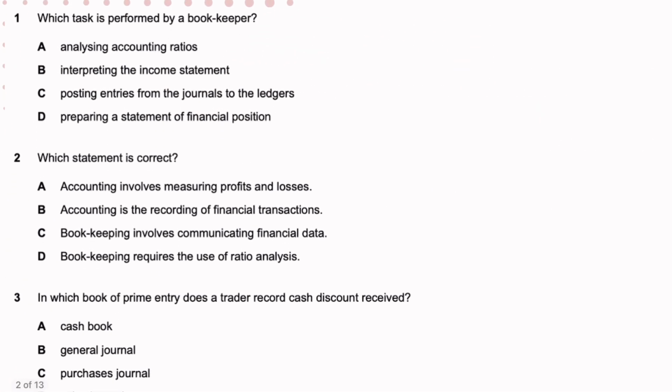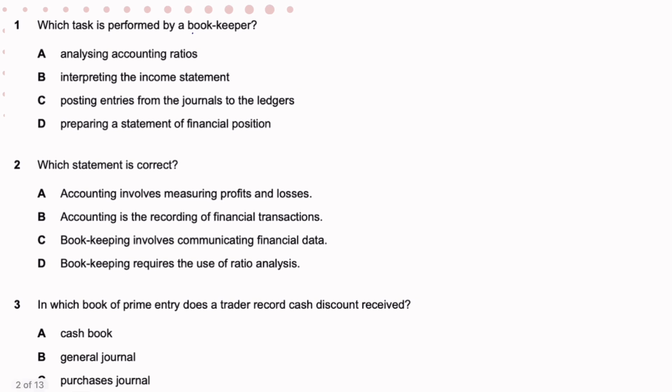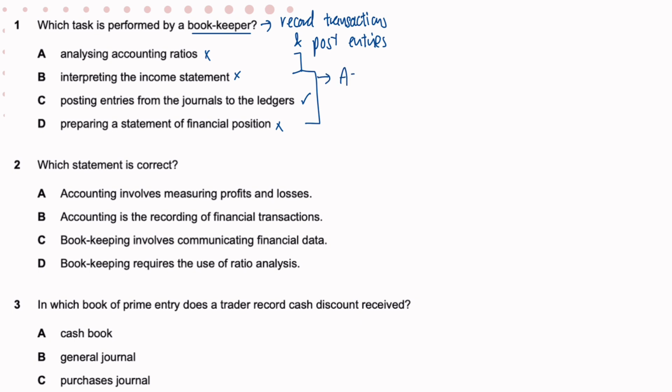Question 1. Which task is performed by a bookkeeper? So first we need to know what this bookkeeper does. They record transactions and they post entries. So let's see which option is correct. A. Analyzing accounting ratio, wrong. Interpreting the income statement, wrong. Posting entries, correct. And preparing a statement of financial position, no. So the answers for A, B, and D refer to the accountant. These are all accountant's tasks.